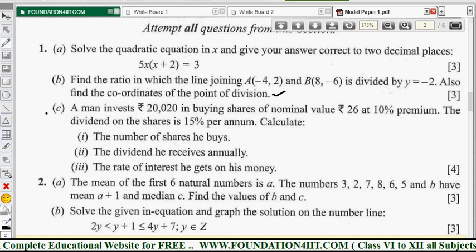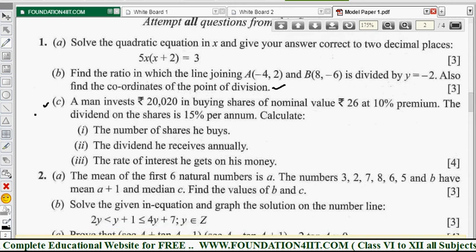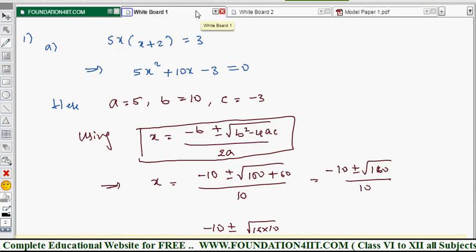Next, now this is a shares and dividend problem. A man invests rupees 20,020 in buying shares of nominal value 26 at 10% premium. So nominal value is 26 and market value is 10% more than this. The dividend on the shares is 15%. Then calculate the number of shares, the dividend annually, and the rate of interest he gets on his money. So we'll take the given data and solve this.